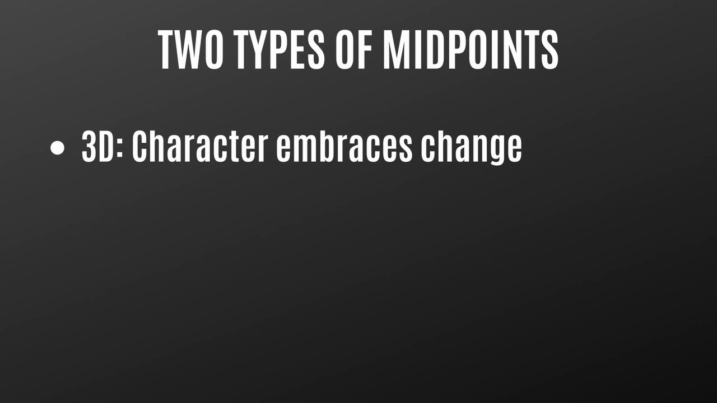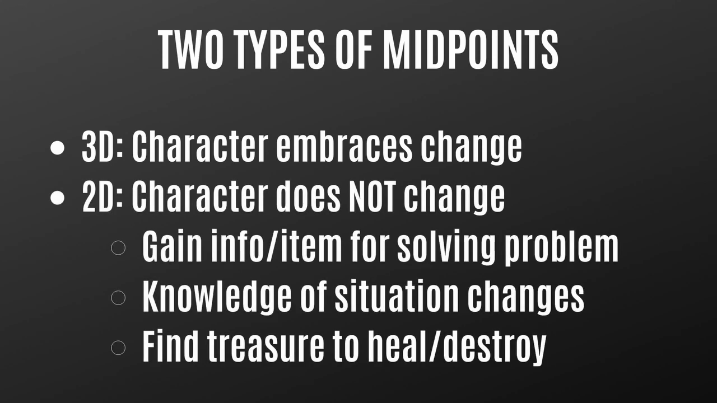Sometimes a character just solves a problem in their world and they make the world better off or worse off or whatever it is. But oftentimes when we have a 3D midpoint, we're going to have one where a character embraces change. On the other hand, if you have a two-dimensional midpoint, the main character will learn a key piece of information or they'll gain a key item that enables them to solve a problem, and they will not change as a person.